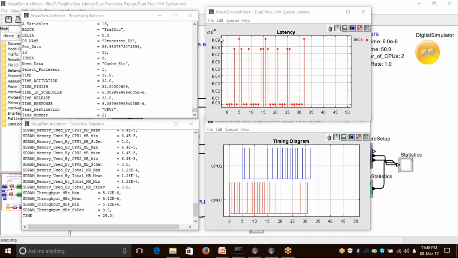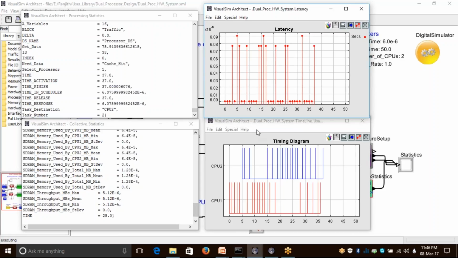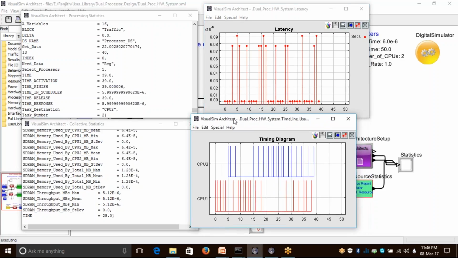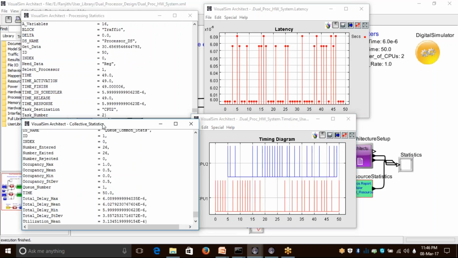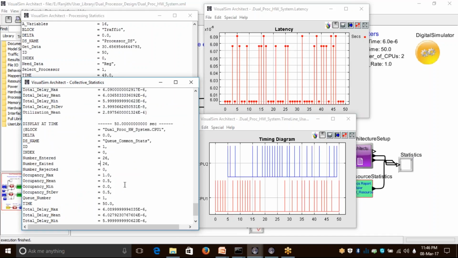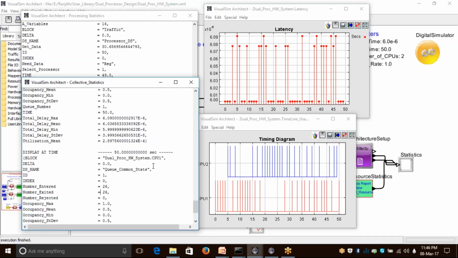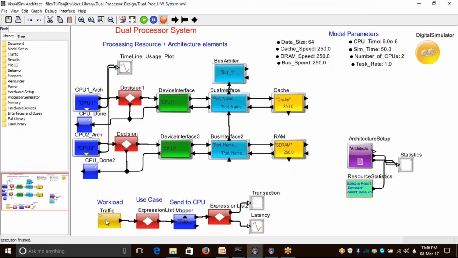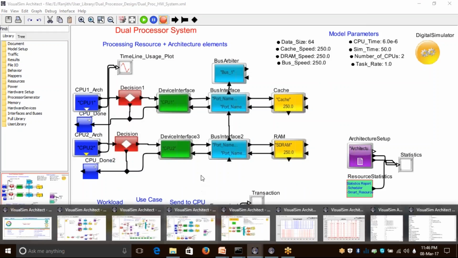So the reports that we are looking at over here include end-to-end latency. I'm also looking at the activity of my processor or resource itself. In this case, I'm looking at when my CPU1 is active, how long it took to complete a particular task, and things like that. But more interestingly, I'm looking at the utilization of my resources. So let me stop this and maybe increase the. I'm not going to run this.